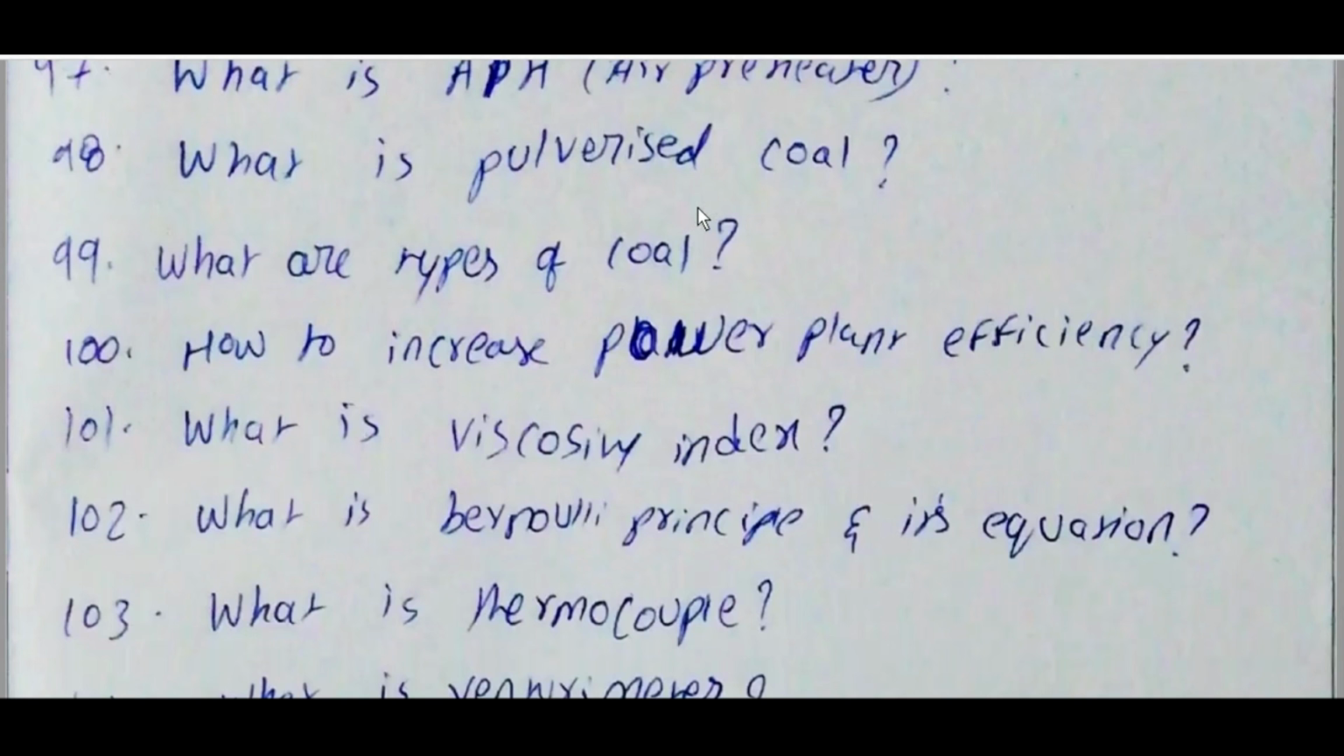What is pulverized coal? Large lumps of coal are converted to a size of 75 microns in the coal mill. This is called pulverization. Coal is pulverized so that complete combustion of coal can occur. What are types of coal? Lignite, bituminous, semi-bituminous, anthracite.